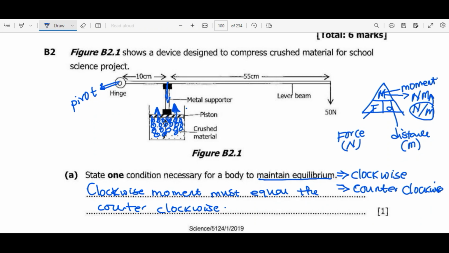So the pivot is identified. Where is the point of contact for 50 newtons? So it is at this point, because this is where the force is applied. So this is our point of contact. So what is the distance in total from the pivot up to this point? So we are going to add 10 centimeters plus 55 centimeters. So this is the distance from there.